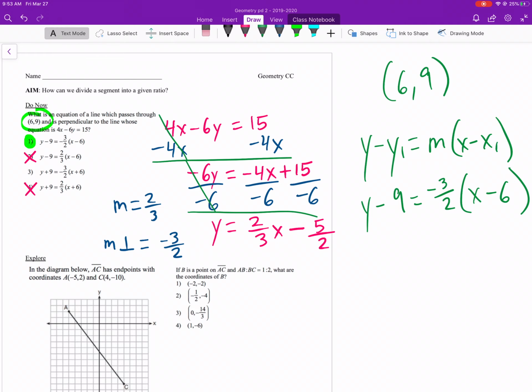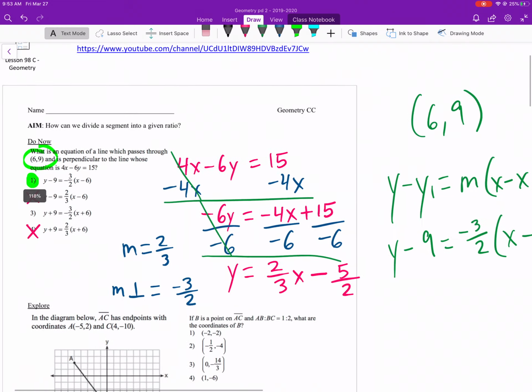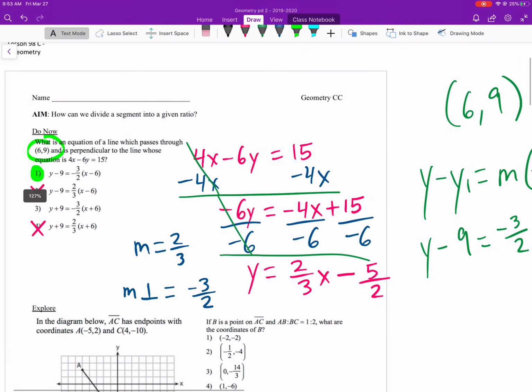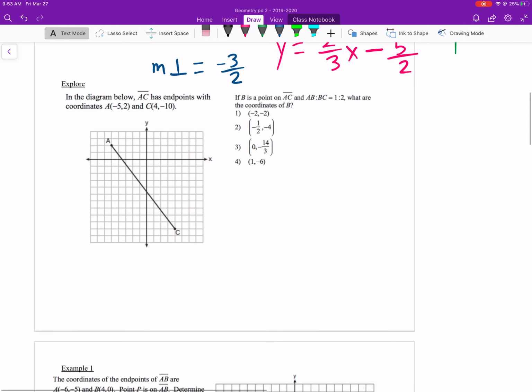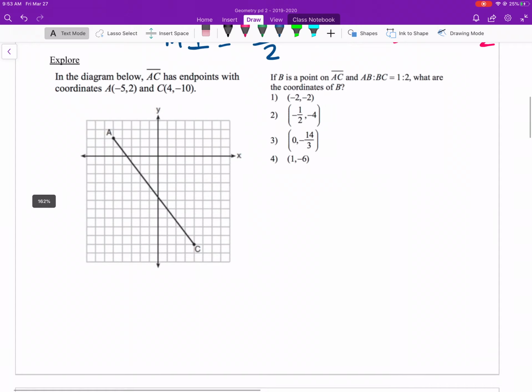Our lesson, dividing a segment. How can we divide a segment into a given ratio? So your problems will look something like so. In the diagram below, AC has endpoints with coordinates A (negative 5, 2) and C (4, negative 10). If B is a point on AC, and the ratio of AB to BC is 1 to 2, what are the coordinates of B?